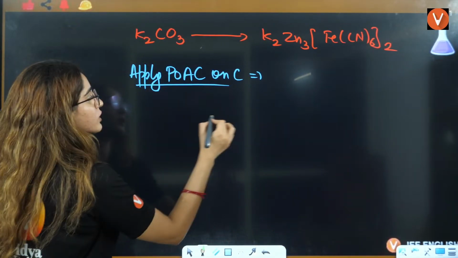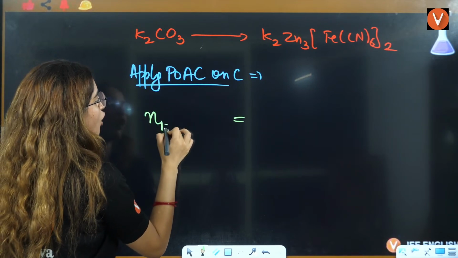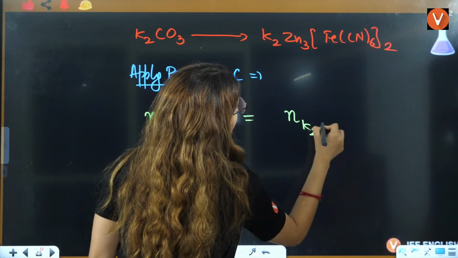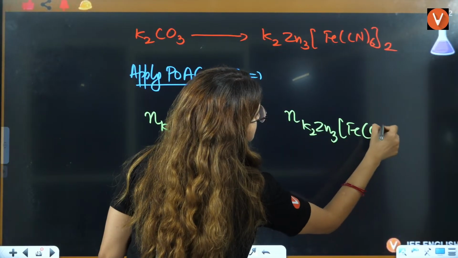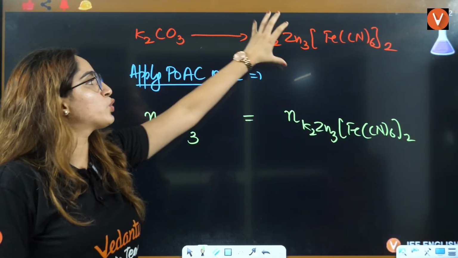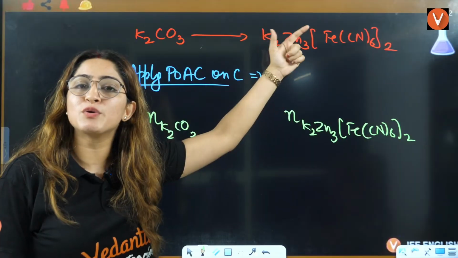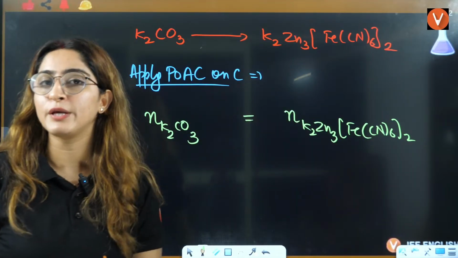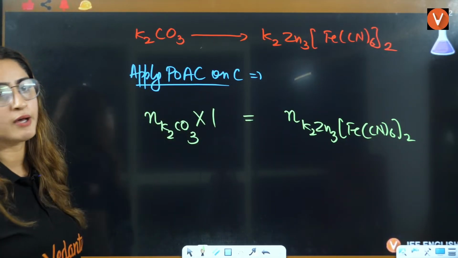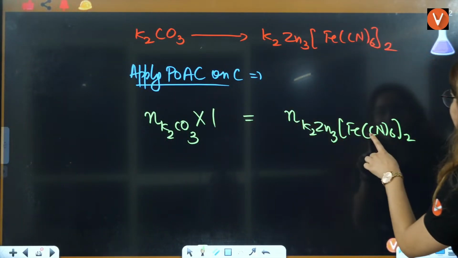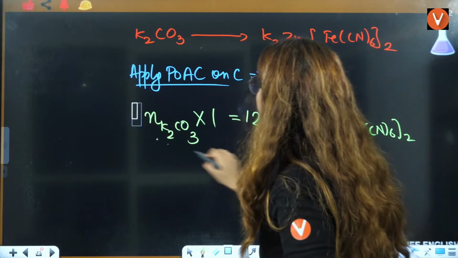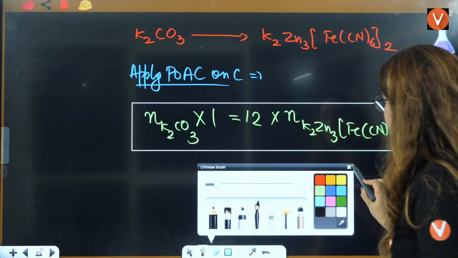So when you apply POAC on carbon, what you do is, number of moles of carbon on the reactant side is equal to number of moles of carbon in K2Zn3[Fe(CN)6]2. The amount of carbon that is here is fully converted to this particular thing. There is no byproduct which has carbon in it. That's why I can apply POAC here, right? Now if you see here, how many carbons do you have? You have 1 carbon, so it is multiplied by 1. Here, how many carbons do you have? 6 into 2, you have 12 carbons. So you will multiply it with 12. And that is going to be your answer after applying POAC, right?